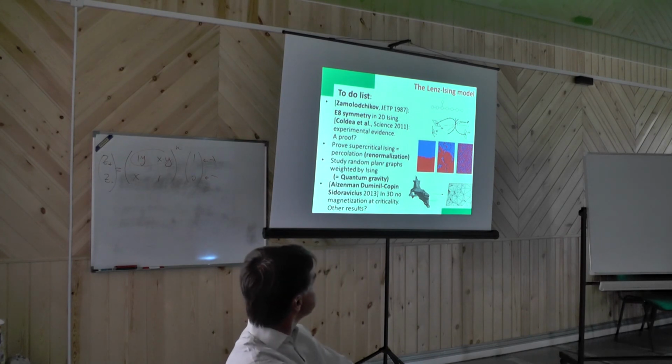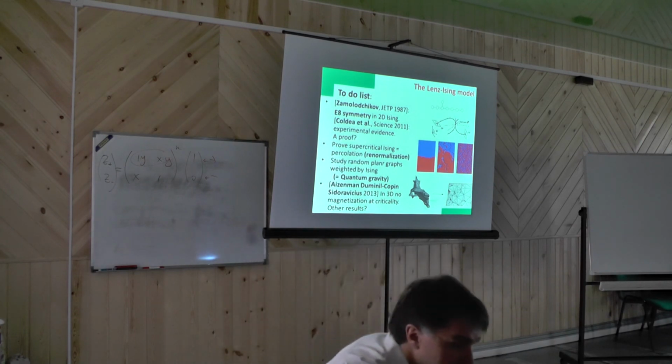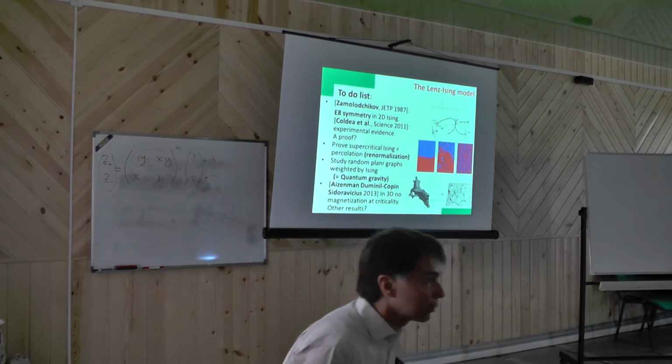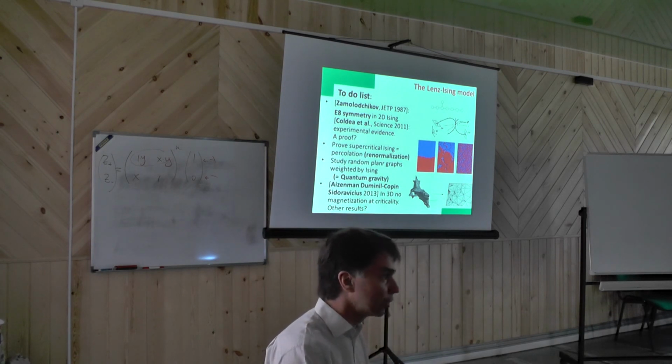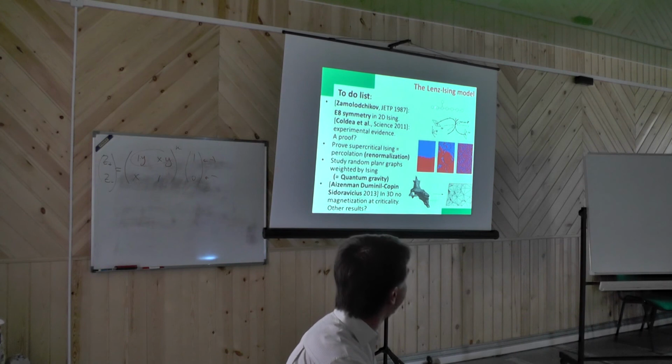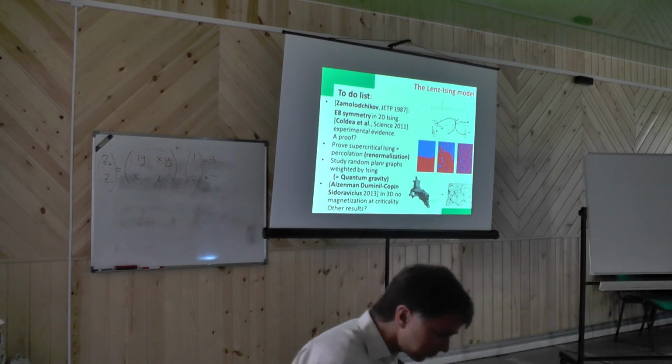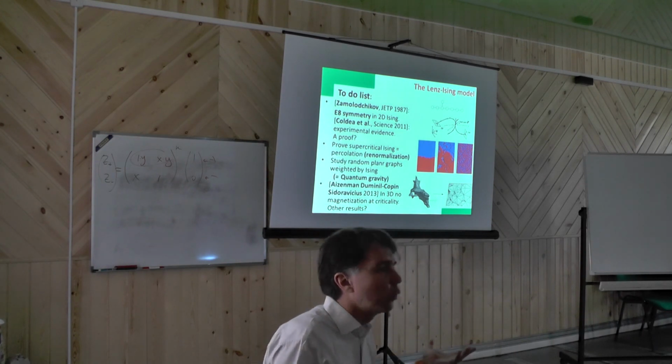So the first thing is a thing which is predicted by Zamolodchikov, and he observed a very interesting thing. He observed E8 symmetry in the two-dimensional Ising model. E8 is the famous Lie group, sort of the most interesting Lie group. Here is the Dynkin diagram. And in the Ising model there is no Lie symmetry.